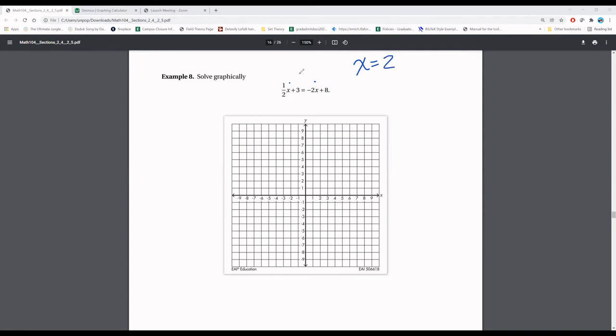We can confirm that by plugging it in. Let's go ahead and do that. I have 1/2 times 2 plus 3. But 1/2 times 2 is 1. 1 plus 3 is, of course, 4. We'll check the other equation. What's negative 2 times 2 plus 8? That becomes negative 4 plus 8. That is also 4. So yes, x equals 2 is the solution to this equation.